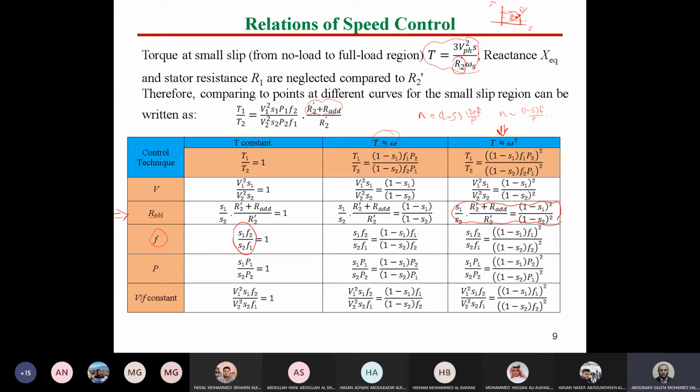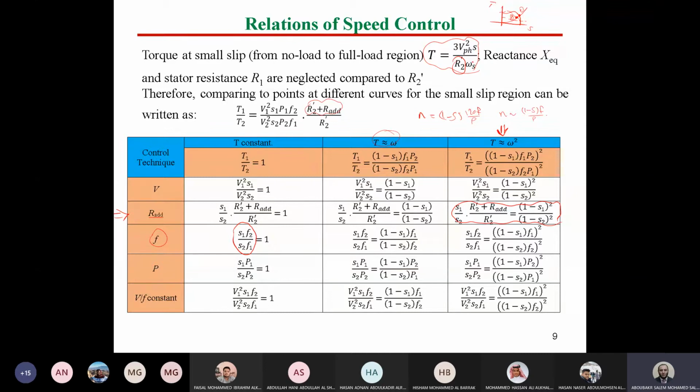So the variable here will be R2 prime, and all others will be removed from the equation. Only S and T will be there. So now we can say T1 is proportional to T, which is proportional to S over R. So we can say T1 over T2 equals S1 over S2 multiplied by R2 over R1.